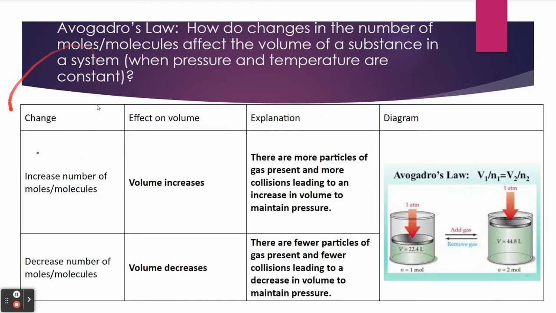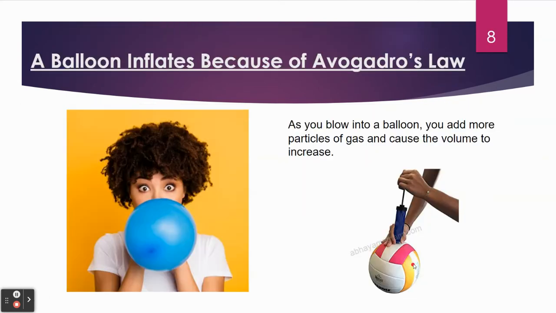Let's take a look at how changing moles affects volume. If you increase the number of moles or molecules of gas, you've increased your volume, because you've added more particles of gas, and so there's more collisions, and the volume has to increase to maintain the same pressure. If you decrease your molecules or moles of gas, your volume decreases. That's because there's fewer particles of gas, there's fewer collisions, and so your volume has to decrease to maintain that same pressure it had before.